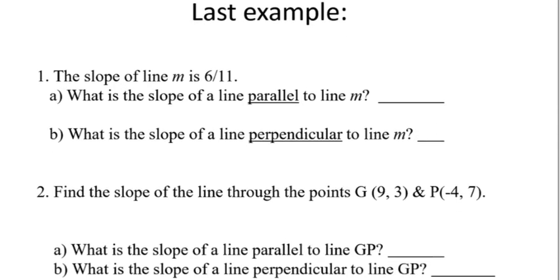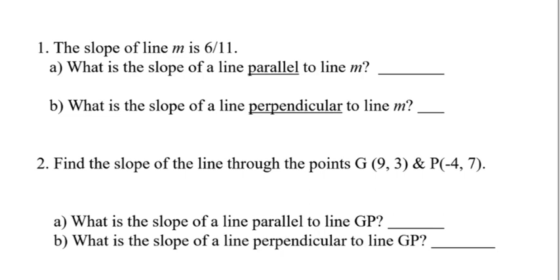Okay, last example. The slope of a line is 6 over 11. What would be parallel to that? Well, that would be 6 over 11. What about perpendicular? Well, we have to flip it and make it negative. And it doesn't matter where you put the negative, top or bottom.